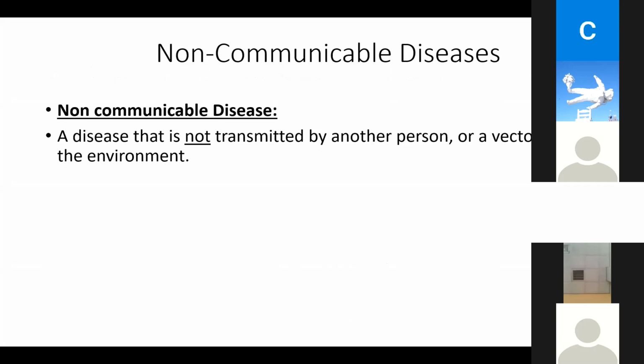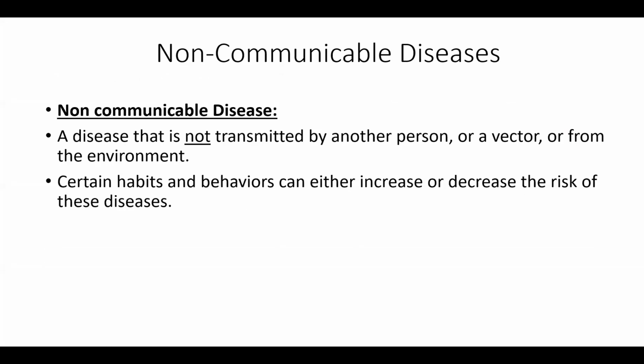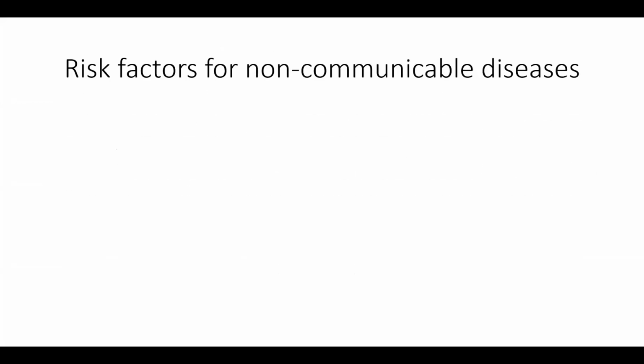So what are non-communicable diseases? These are diseases which are not transmitted by another person, a vector, or from the environment. So that's the difference. With communicable diseases, they are transmitted from one person to another. But non-communicable diseases are not transmitted by another person or a vector or from the environment. Usually, these diseases develop mainly due to certain habits or behaviors, and these behaviors can increase the risk of these diseases. So for non-communicable diseases, usually we talk of risk factors now.